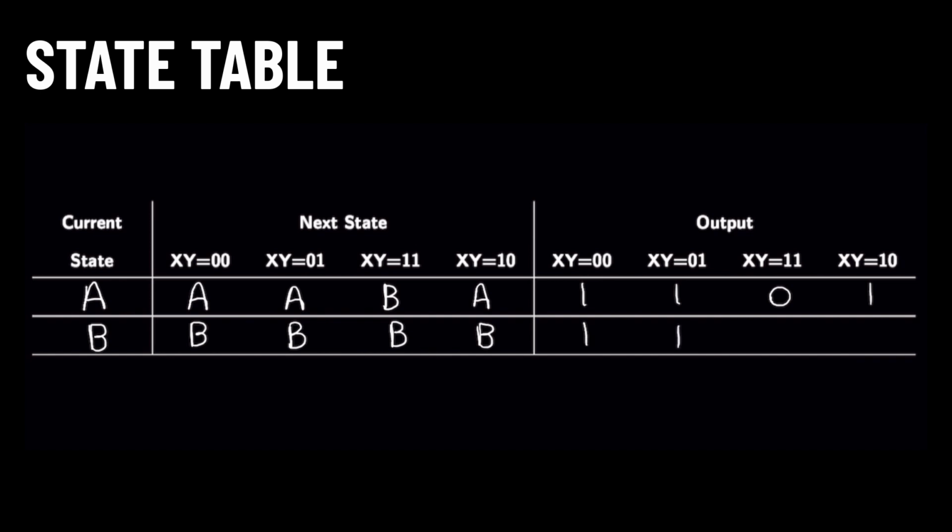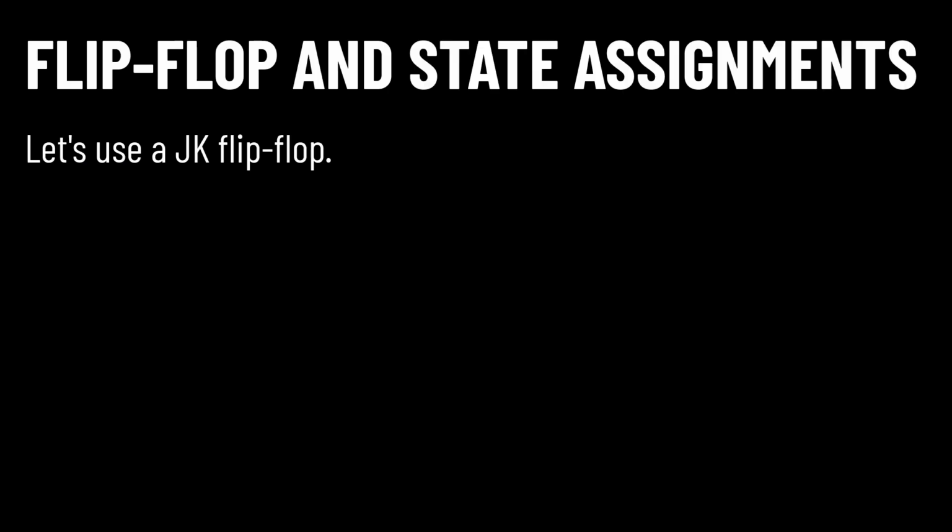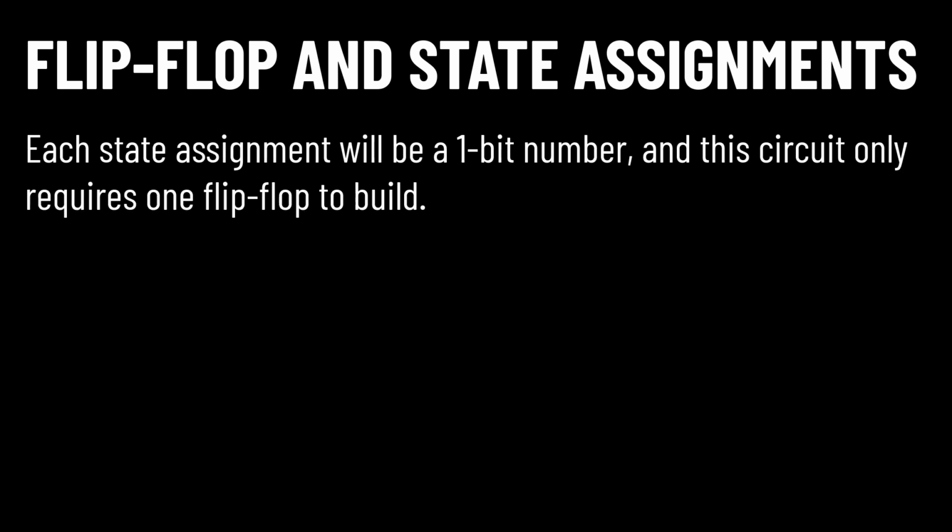Anytime we are in state B, the output T equals 1, regardless of the input variables. Now we can select a flip-flop type and assign state assignments. Let's use a JK flip-flop for this example. Each binary state assignment in this example will have 1 bit because that's how many bits are required to distinguish between 2 different states. This means our design will require only 1 flip-flop.